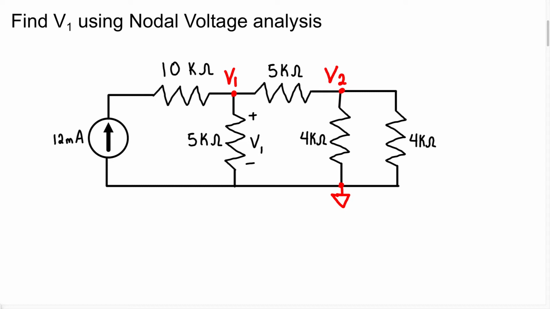So let's start to solve this problem. How many equations are we going to need? Well, we're going to need two equations, one for V1 and one for V2, right? So I'm just going to write this as NV, which stands for node voltage, at V1. Okay, so when we start to write this equation, I want us to assume that the current is going to be leaving this node.